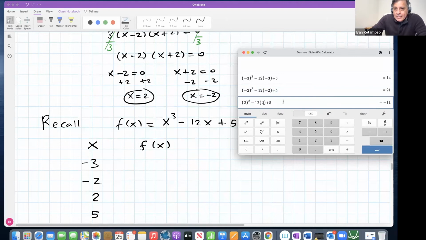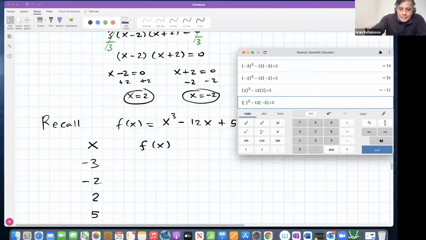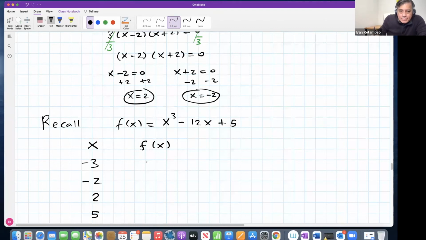Great. And finally, I have to evaluate at 5, right? So one more time. 70. Excellent. 5 here, 5 here, 70, right? You see all the output values, right? So this is what you have to write here, and then we will just compare them. From there, we will pick our absolute maximum and absolute minimum. So I am going to write 14, 21, minus 11, and 70, right? So the first evaluation gave us 14, the second 21, the third negative 11, and the last one gave us 70, right?